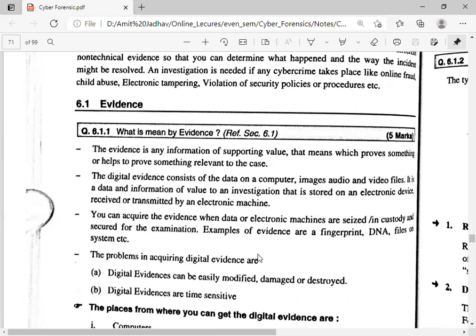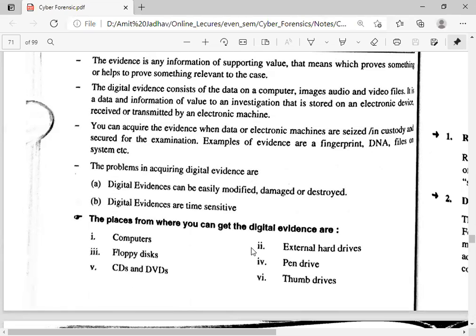The problems in acquiring digital evidence: digital evidence is very sensitive. It can be easily modified, damaged, or destroyed. It is also time sensitive, because sometimes the data gets lost whenever the PC is turned off. The data in the RAM is volatile data, and that should be collected first. Otherwise, it vanishes. There are different places from where we can get the digital evidence.